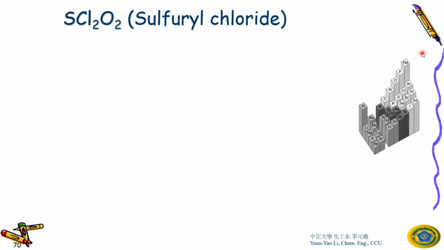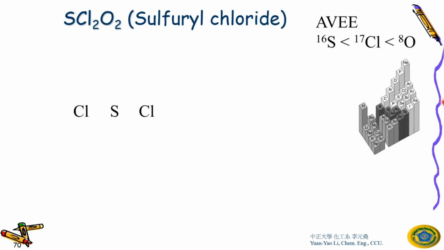Right. Okay, so let's make an example of SCl2O2. We call it sulfuryl chloride. Step 1 tells us to put the element which has the lowest AVE in the center. So which one is this? Sulfur has the lowest AVE. Oxygen has the highest AVE. So you put sulfur in the middle, in the center, and then you put the chlorine and oxygen surrounding the sulfur.